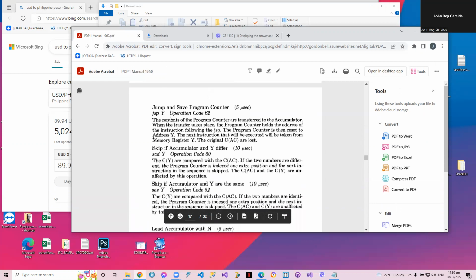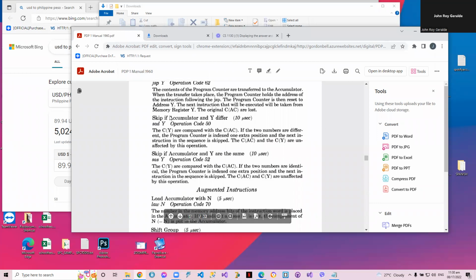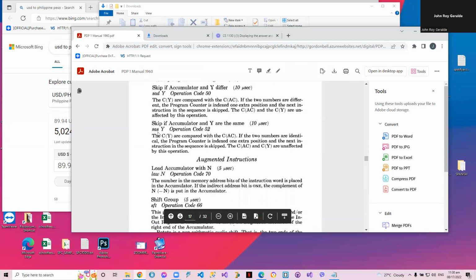Now, if you ask what the conditional jumps are, unfortunately the PDP-1 only has single line skips. It cannot jump very far. It can only skip one line at a time. You see, skip if accumulator and y differ, SAD y, which means that if the value at address y is different from the accumulator, you will skip one line, only one line. SAS y, skip if the accumulator and y are the same.